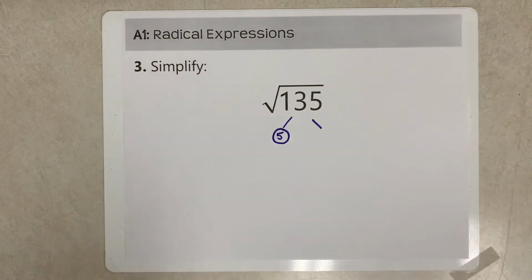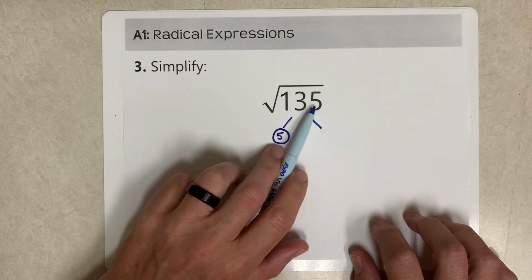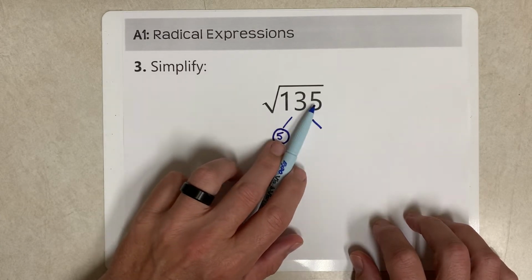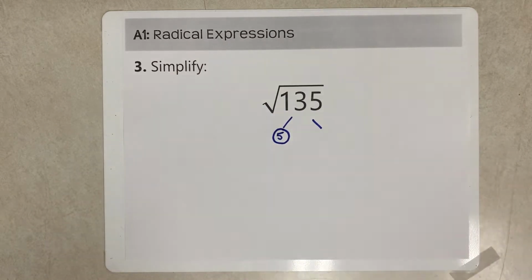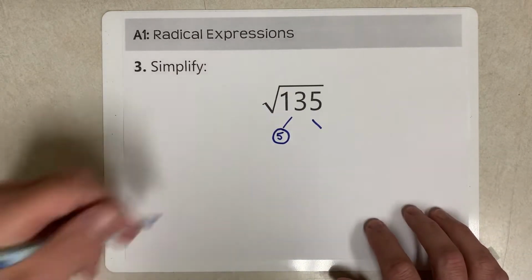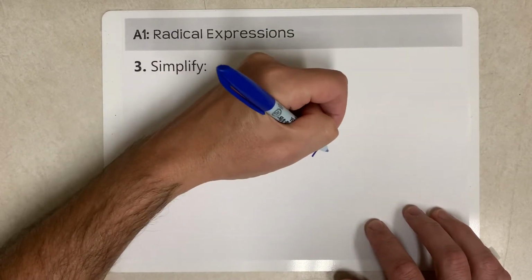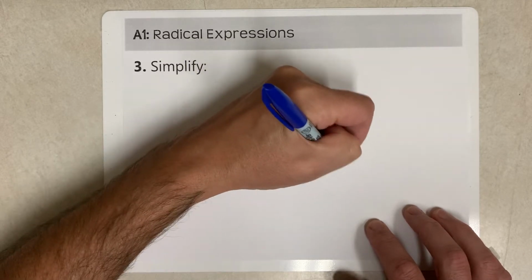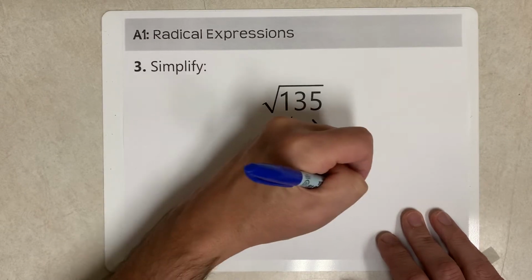Okay, another number I know that goes into it: 5 plus 3 plus 1 is 9. That means 3 goes into it because 9 is a multiple of 3. And not only that, but since that's a multiple of 9, 9 goes into it too. So 5 wasn't my only option at the beginning. So 5 times 27. 27 is going to break down as 3 times 9. And 9 breaks down into 3 times 3.